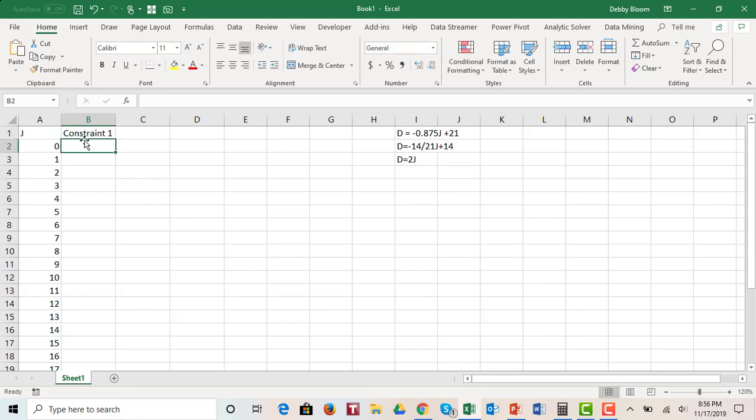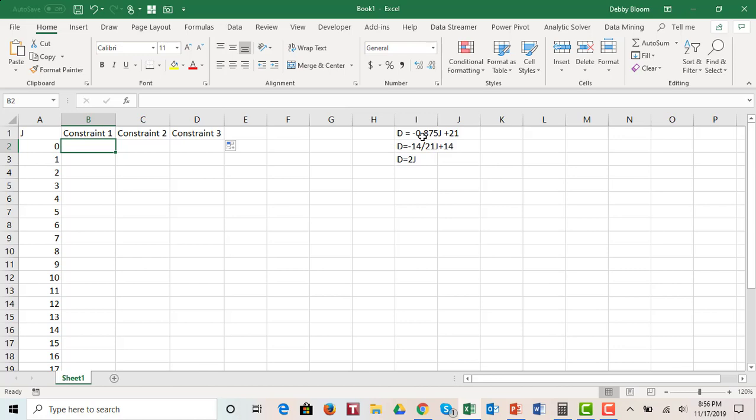Then I'm going to click on cell B1, and I'm going to use the fill handle to drag that out to columns C and D. So notice it automatically filled in constraint 2 and constraint 3. If I didn't want it to do that, I could tell it to copy the cells instead, but I like the fill series, so I'm going to leave that. So in column B, we're just going to calculate all of the D's for our J's.